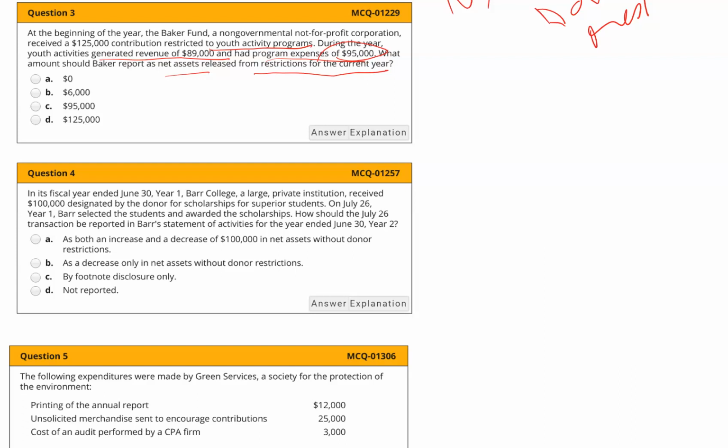spend it. At the same time, they received some revenues. The program or activities generated some revenues. It's some sort of service revenues. So the question is, what amount should Baker report as net assets released from restrictions for the current year? So they released $95,000. So the correct answer is $95,000 that they released from with restrictions to without restrictions.